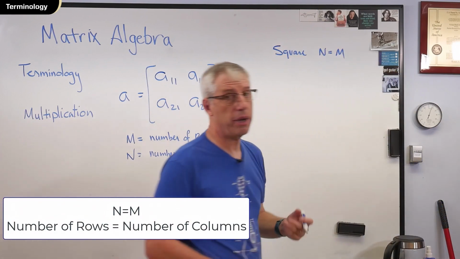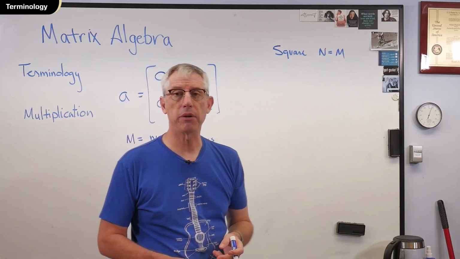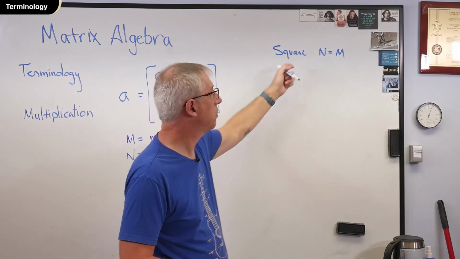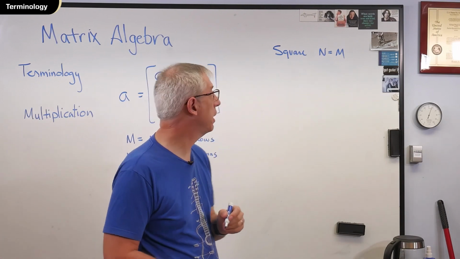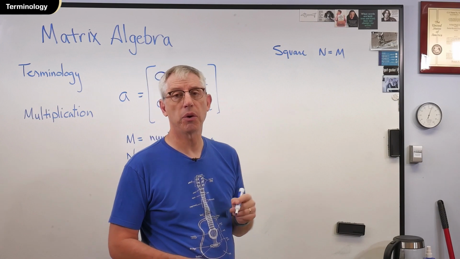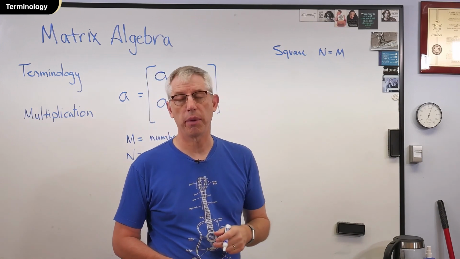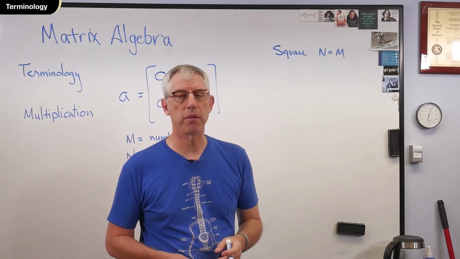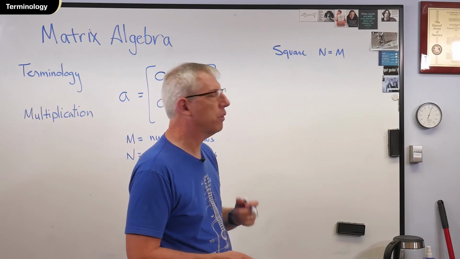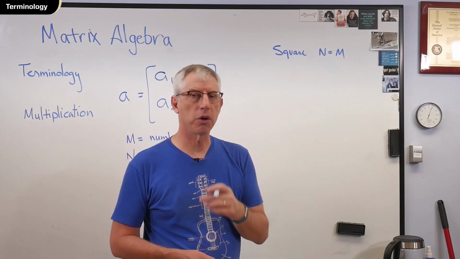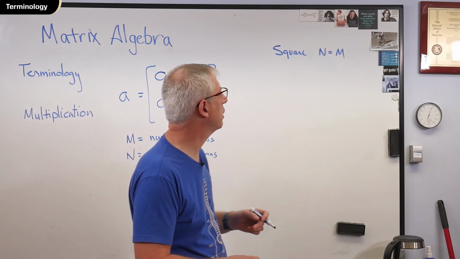Now, not all matrices are square. Rectangular matrices appear all the time. But square matrices have some properties that we particularly like. The most important one is that you can invert a square matrix. You can essentially divide by a square matrix. We don't call it division, we call it inversion. We'll go over that probably in the next section.